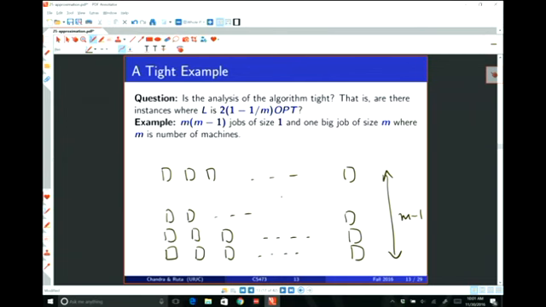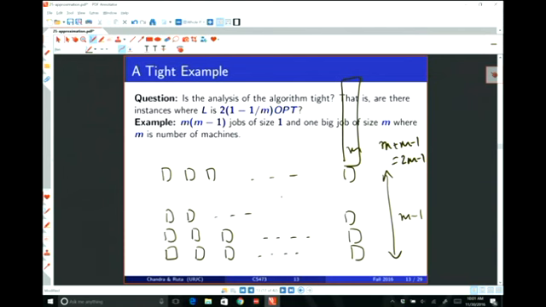You have to put it somewhere, no? You stick this size m job here, right? So what is the length of our schedule? m plus 2m minus 1, right? What is the optimum schedule here? m, right? You put the big job first and then you spread the m times m minus 1 jobs evenly on the m minus 1 machines. The optimum is m, while we are getting 2m minus 1. So in this case the ratio is 2m minus 1 divided by m, which is 2 minus 1 over m.